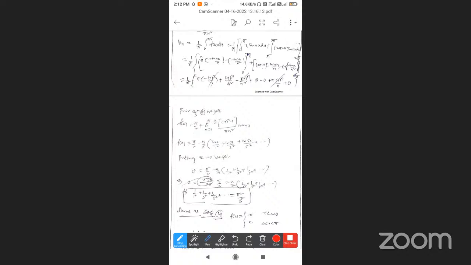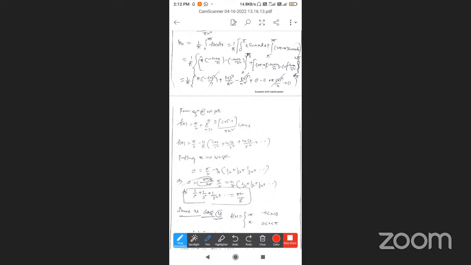Put x is equal to 0. Then the function f of x is 0 at x is equal to 0. Left hand side is 0, right side is pi by 2 minus 4 by pi. Cos 0 is 1, cos 3 times 0 is 1, cos 5 times 0 is 1. So the value is 1 by 1 square plus 1 by 3 square plus 1 by 5 square, up to so on. So we have to simplify.